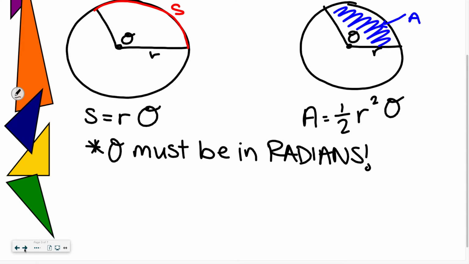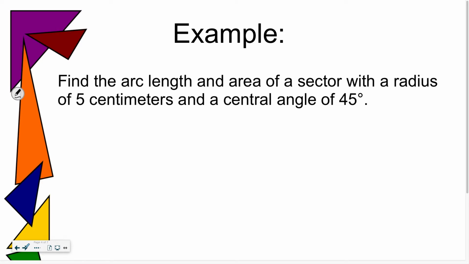So here's an example. Find the arc length and area of the sector with a radius of 5 centimeters and a central angle of 45 degrees.